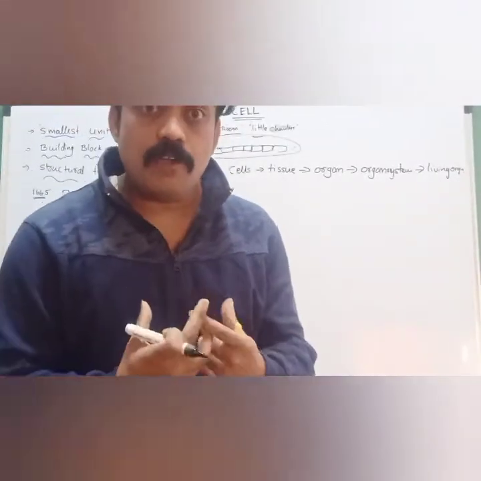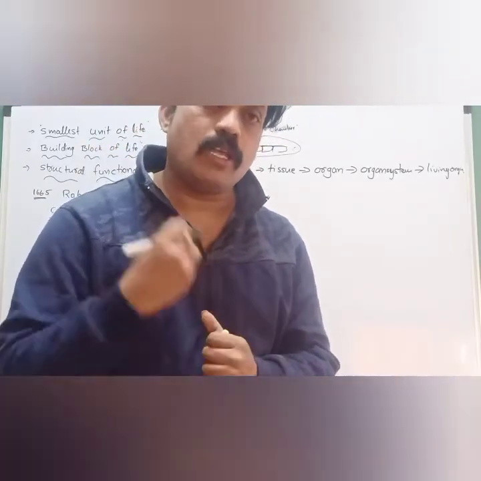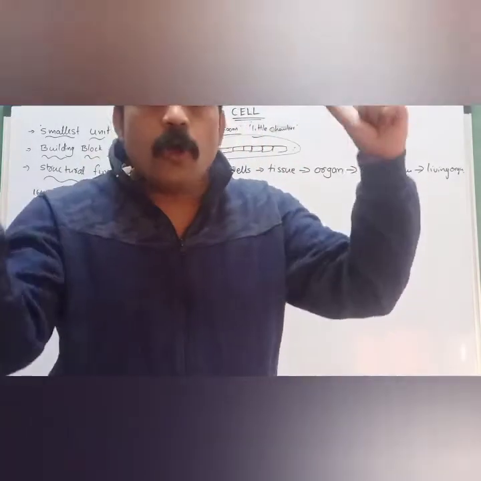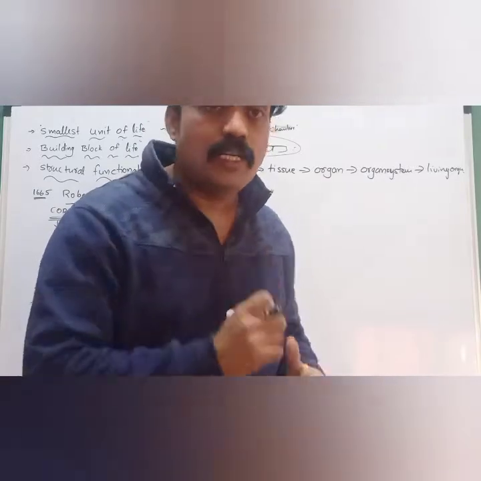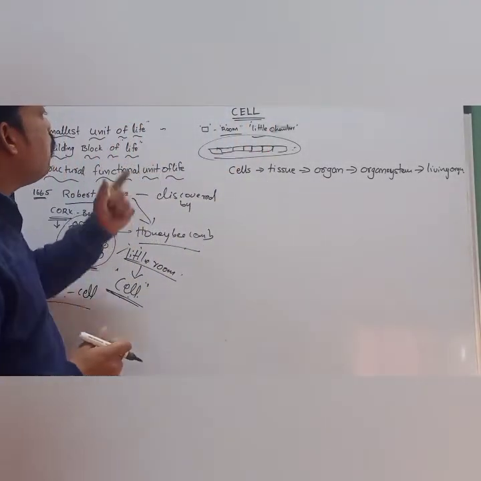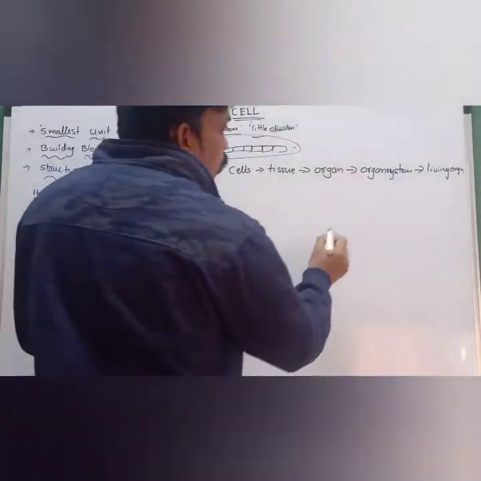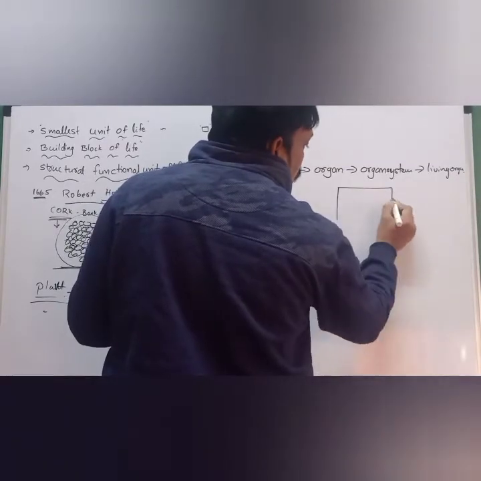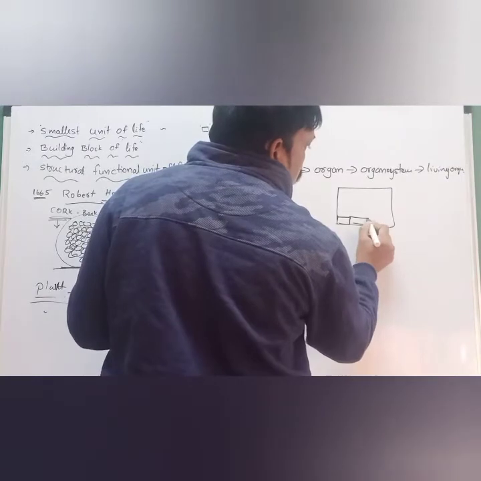That means our life starts with what? Cell. Any living organism, even microorganisms, plants, and animals, all organisms are made up of smallest units. That smallest unit is nothing but the cell. And the cell is also called the building block of life. What is the meaning of building blocks? For example, if you observe the construction of a house or wall, a wall is made up of what? Bricks. You know very well about that.